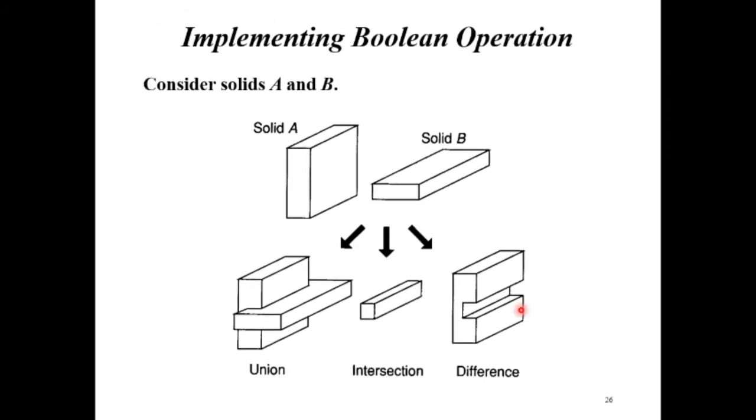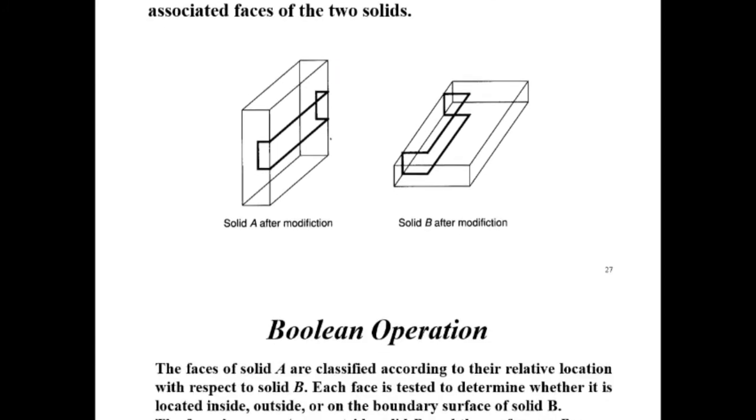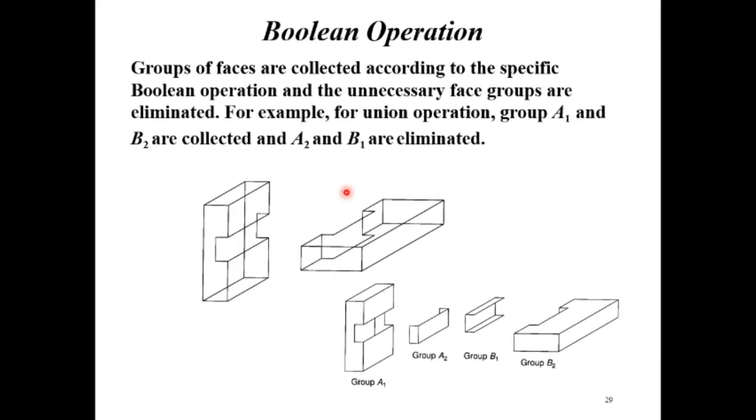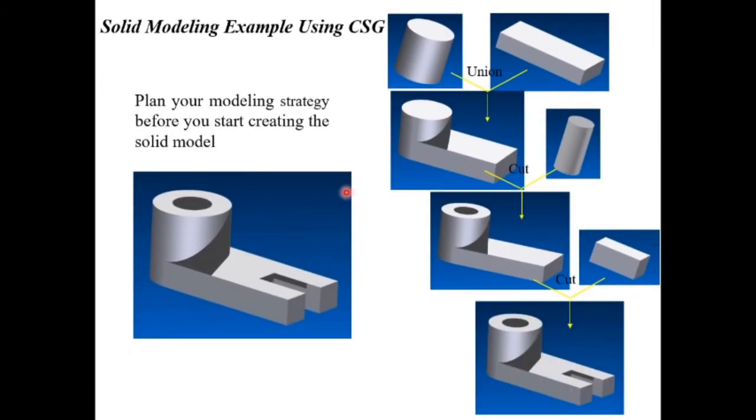And then, this is another example. The first one is with a rectangle and a cylinder, and in this case both are rectangles. These are also Boolean operations like union and subtraction. Here is a solid modeling example using CSG.